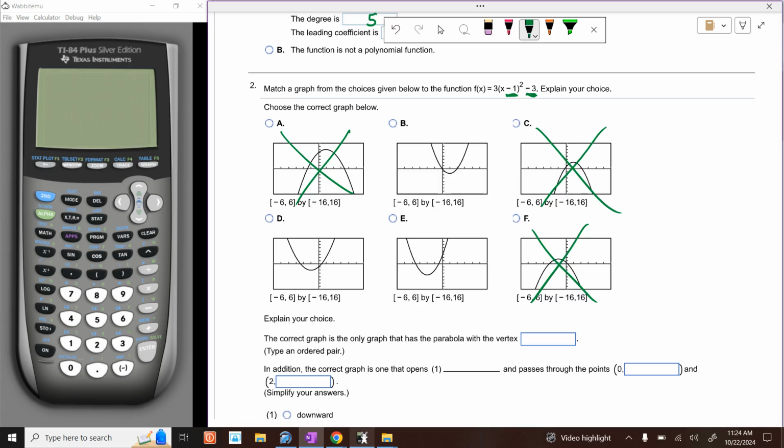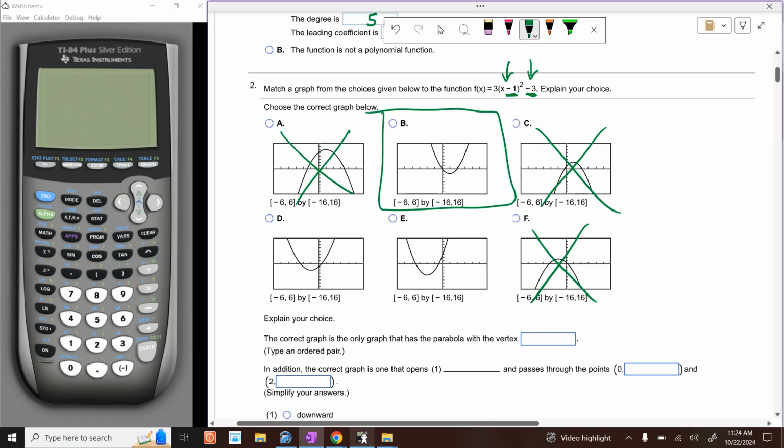1, -3. 1, -3. Okay? Because it's the opposite of this, the same as this. Well, B is the only one that now will work because these are both negatives. Okay? So, vertex is at 1, -3. In addition, the correct graph opens upward.